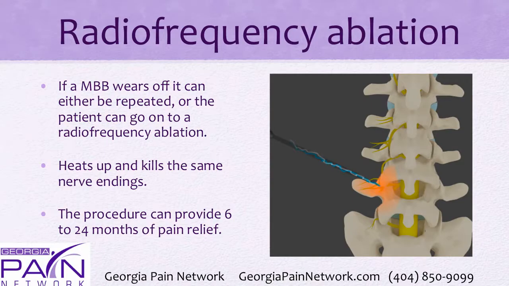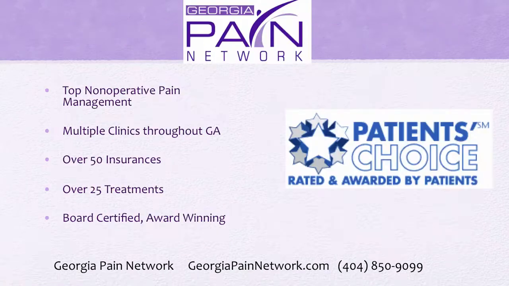Now, if the medial branch block wears off, it can either be repeated, or the patient can go on to have a radiofrequency ablation. So the catheter is put in the same position as you would for a medial branch block, but instead of just injecting the numbing medicine, it actually gets heated up and deadens those little nerve endings, and that can provide pain relief for 6 to 24 months.